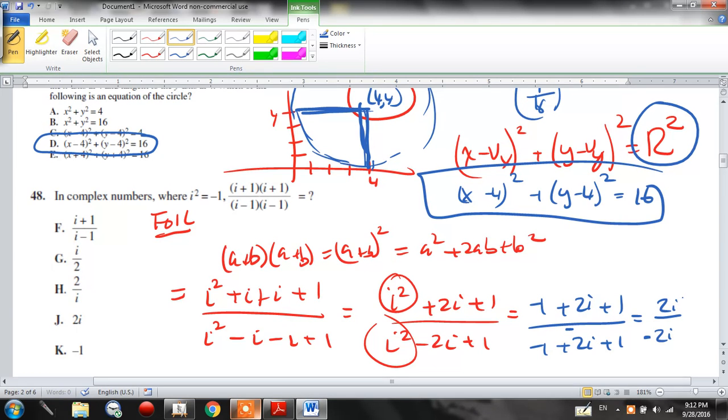Now these i's cancel. 2 divided by negative 2 is negative 1. So the answer is negative 1.